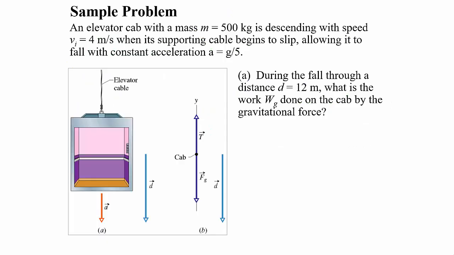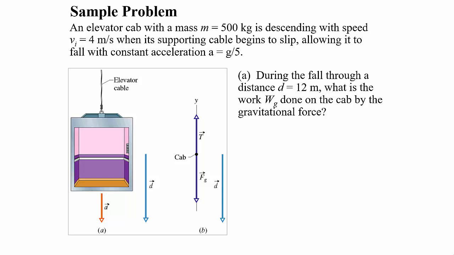The situations we've been talking about in the past couple of slides have been things that started at rest, moved, and then stopped, or things that were moving at a constant velocity. But that's not always the case. So this next problem is going to be something that is accelerating. We have an elevator cab with a mass of 500 kilograms. It's initially moving downward at 4 meters per second, and the cable begins to slip. And so it has a downward acceleration of g over 5.